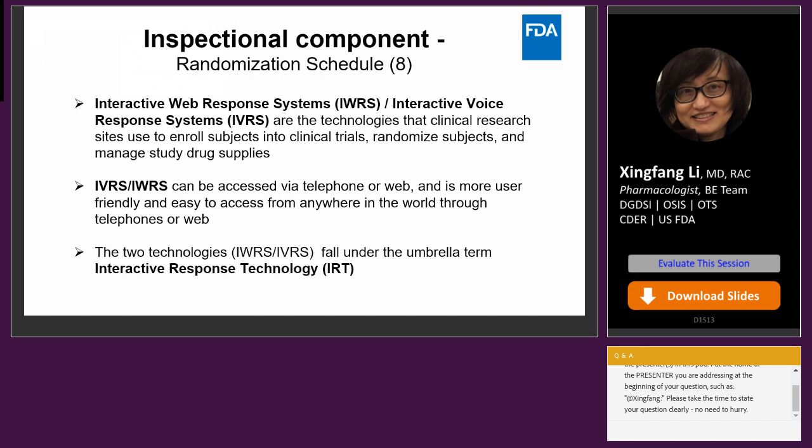I mentioned in previous slides the application software used during the clinical trial. There is the interactive web response system, IWRS, and the interactive voice response system, IVRS. These are technologies that clinical research sites use to enroll subjects into the clinical trial, randomize subjects, and manage study drug supplies.